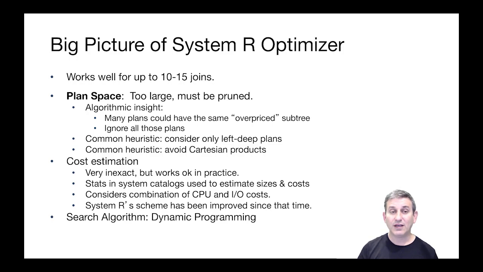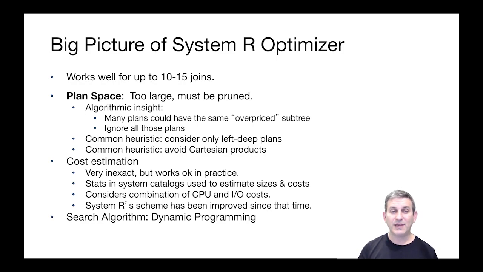Secondarily, we need to look at cost estimation. We'll spend a bunch of time on this today. It's very inexact in that System R optimizer in particular. The original paper is quite inexact. It works okay in practice, though. It often allows us to find pretty good plans and avoid really bad ones. So it doesn't have to be perfect.